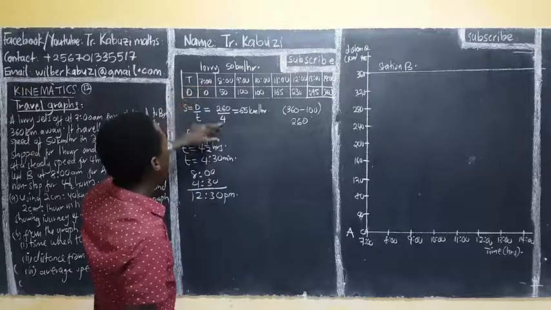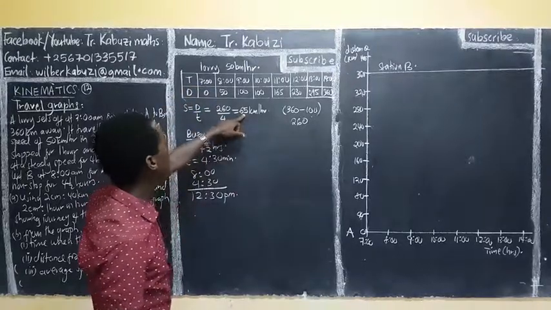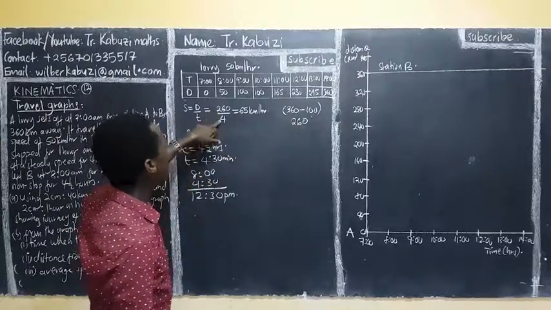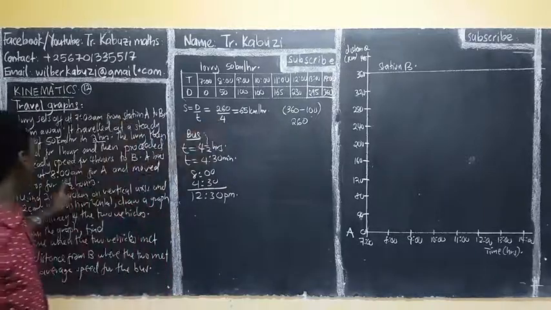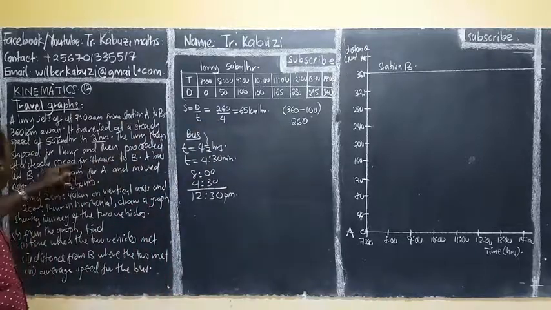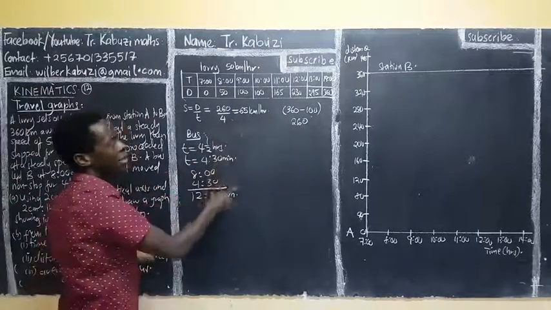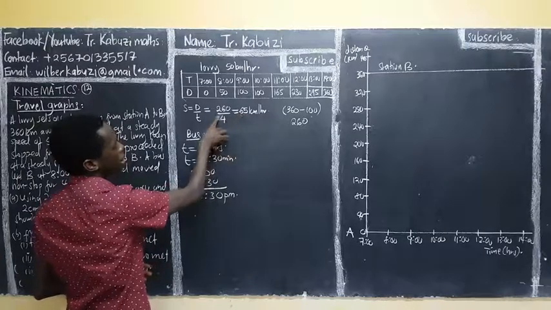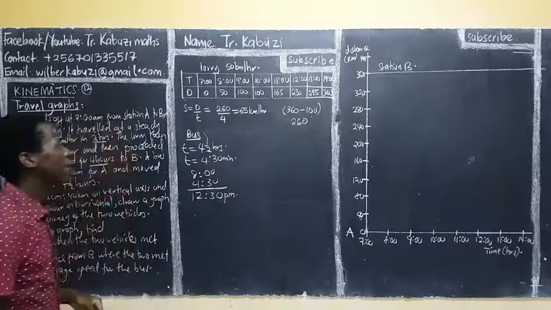They told us that it covered this in 4 hours. Now, we need to know what speed it was using. So the speed is the remaining distance, 260, divided by the time it took to cover it, which was 4 hours. That gives 65, so it was using 65 kilometers per hour.